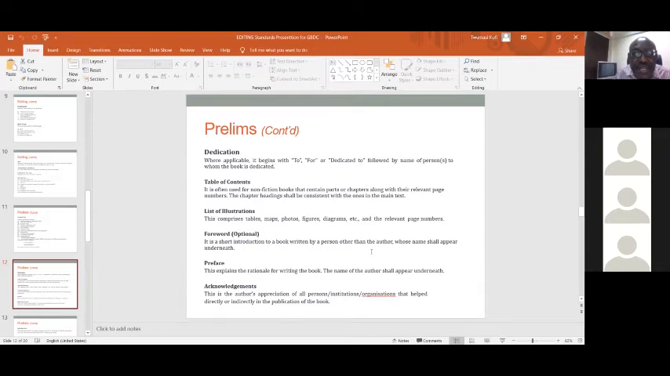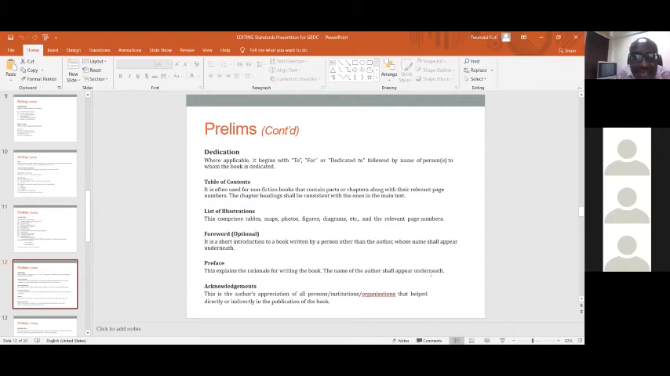The next segment in the prelims is a foreword. Again, it's optional. Some books don't have a foreword. Some have. If you have, yes, you should follow the table of contents. And foreword, you know, is a text which is written by a person other than the author. The difference between the foreword and a preface is that preface is written by the author, and then explains the rationale for writing the book. So the name of the author, we are saying in the Ghana Standard, should appear underneath.